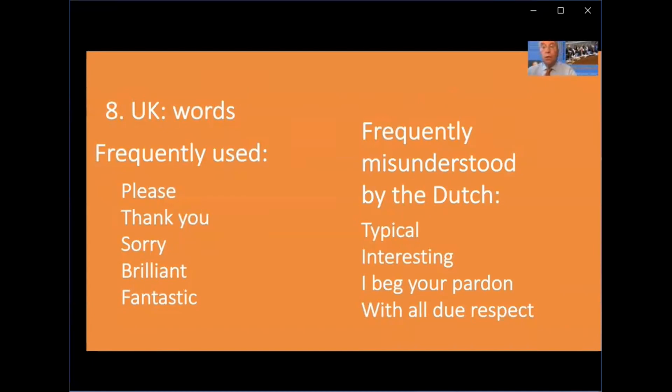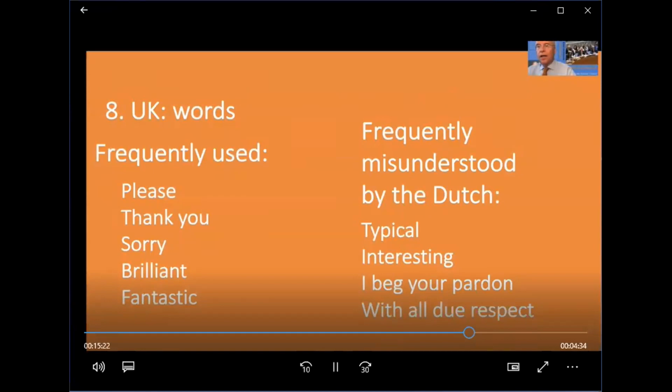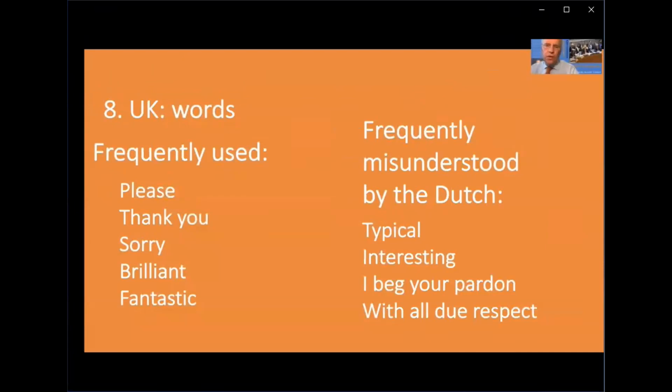At the same time, the use of language here is so different from the Dutch that there are many words which are not understood in the right way. Typical is extremely negative, I would say, whereas a Dutch person would say, okay, it's typical, okay, interesting. Interesting, the word I just mentioned: a Dutch person would say, oh, I said something interesting. But to a British person who says interesting, it basically means, oh, this was absolutely nothing.